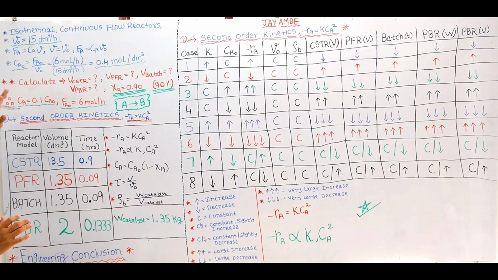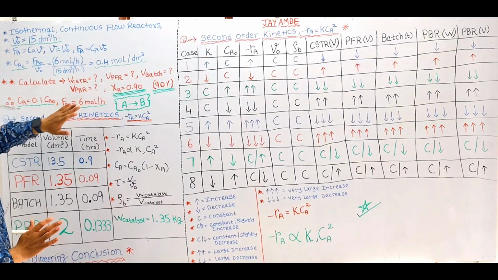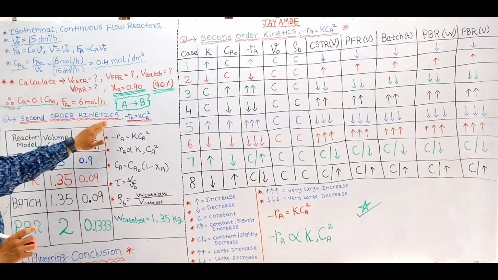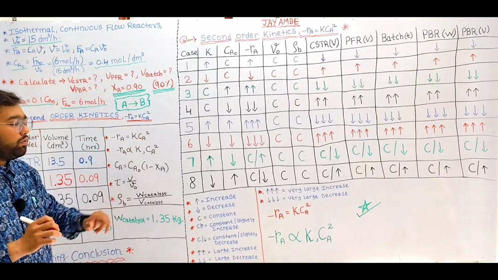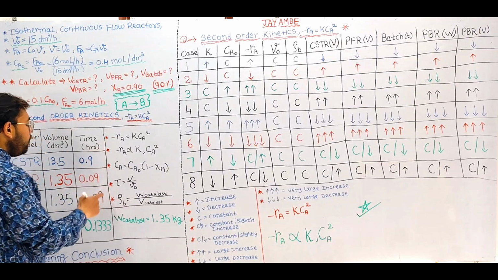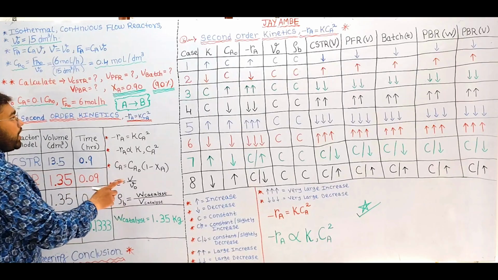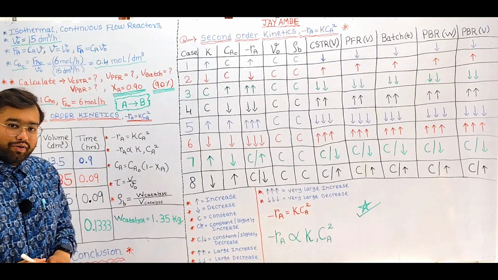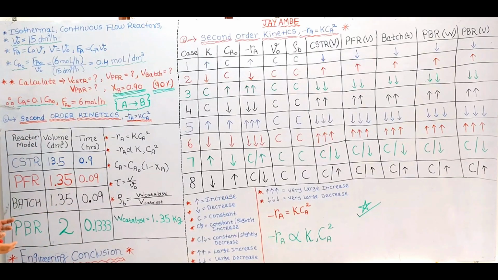Which means by keeping all the operating parameters constant, if we carry out the reaction in the batch reactor and the reaction follows second order reaction kinetics with the given rate law minus RA is equal to K CA square, then we require 1.35 cubic decimeter volume of the batch reactor and 0.09 hours or 5.4 minutes of reaction time in order to achieve the desired conversion of 90%, right? I hope you understood.